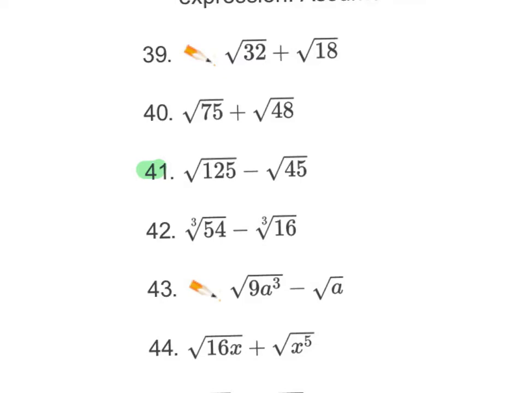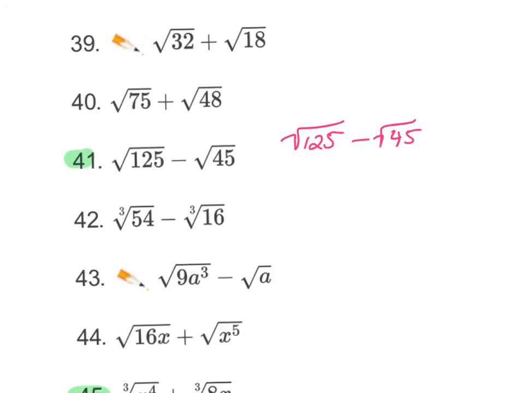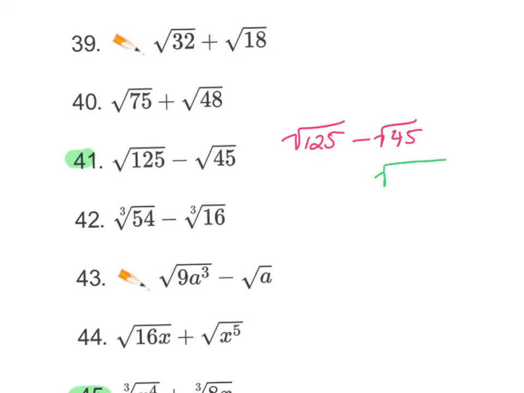When you have something like the square root of 125 minus the square root of 45, I always tell everybody to start with the smaller number because generally that'll guide you as to what you need to break the bigger number into. So let's break down 45. What can I break down 45 into? Square root of what? A perfect square and a non-perfect square. 9 times what? 9 times 5, okay?